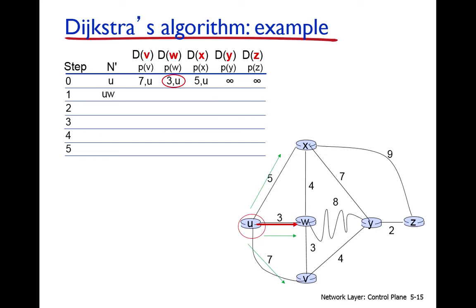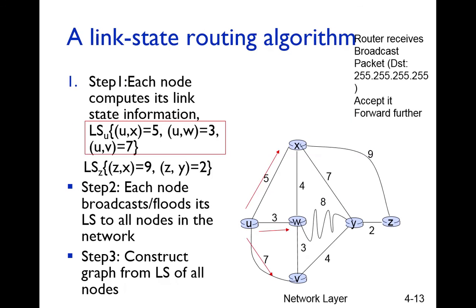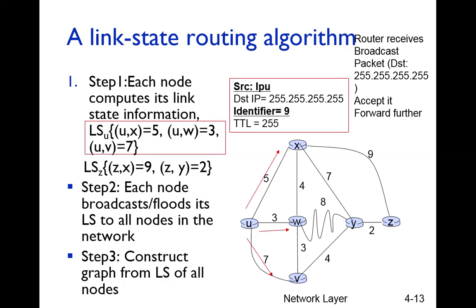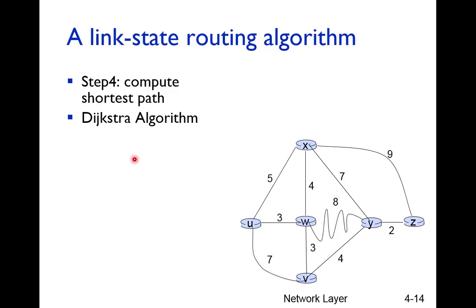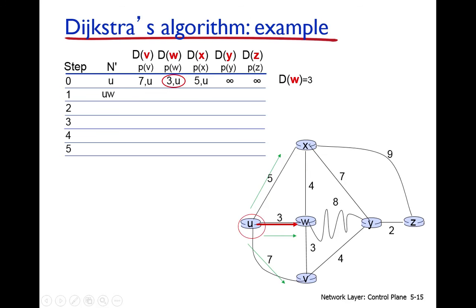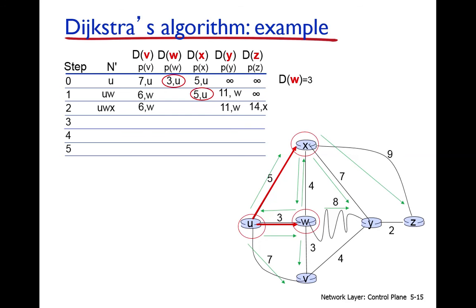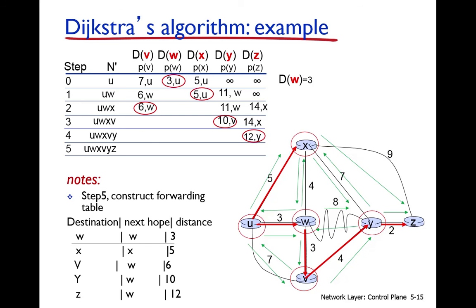So we have discussed the link state routing protocol and its working. The first step is that each node computes its link state information. Each node floods its link state information to all the nodes, and each node constructs the graph. After constructing the graph, each node has to compute the shortest path by using the Dijkstra algorithm. And once the shortest path is computed, the final, fifth step is to compute this forwarding table.